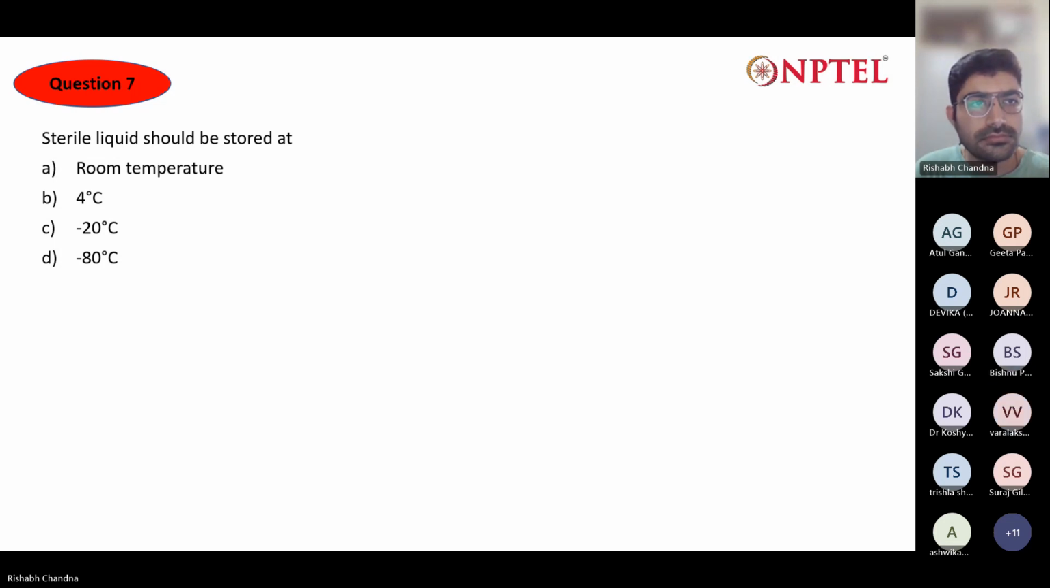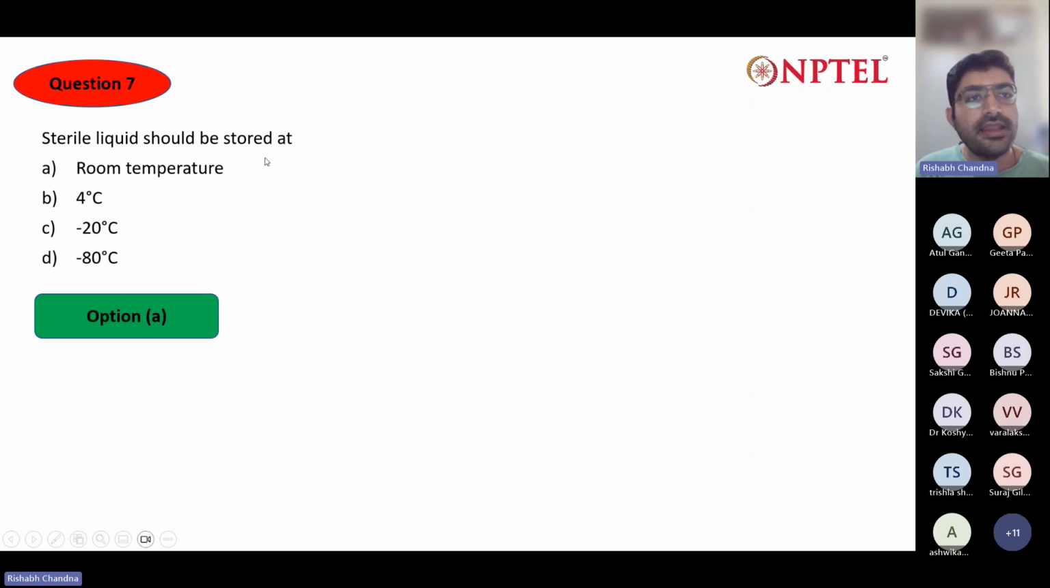Option B. Okay. 20 to 25 degrees centigrade, that is room temperature. So yes, the correct answer is room temperature, and any sterile liquid. So when we make buffers or any other thing that we store after sterilization or autoclaving, we generally store it at room temperature only, if specified.